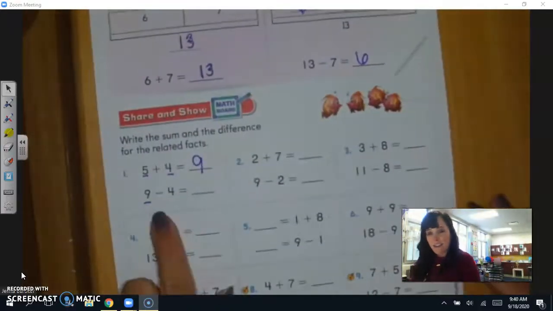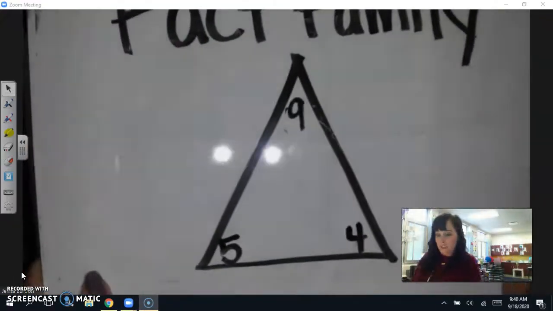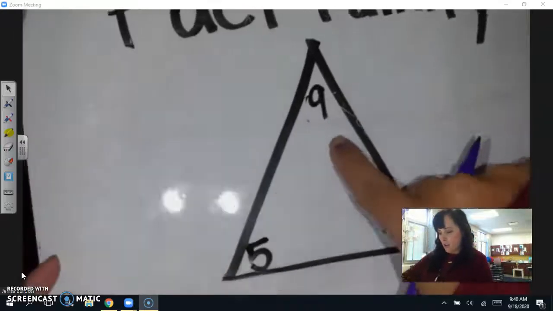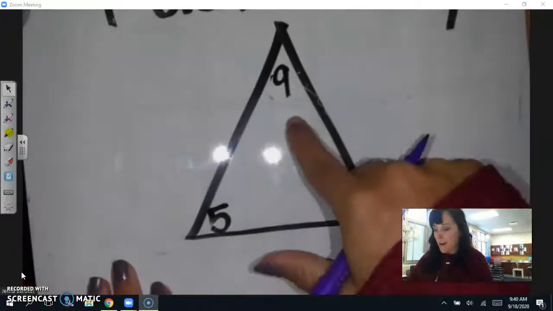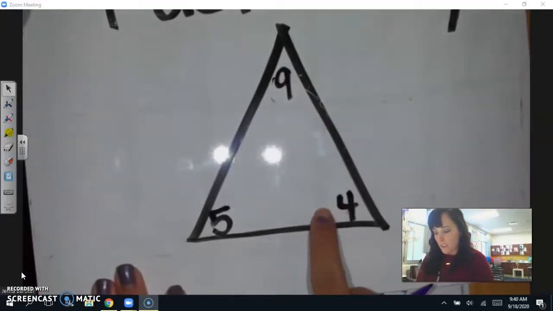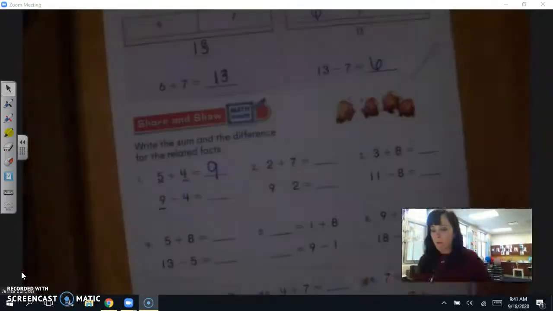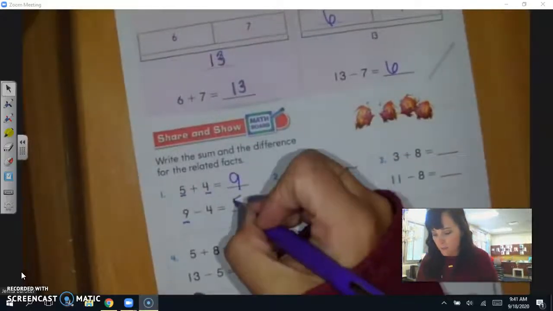All right. And then down here it says 9 minus 4. Again, if we look back at that fact family, we're going to use all of those 3 same numbers again. So they've used 9 and 4. So 9 minus 4 will equal 5. And that will be our answer for number 1.